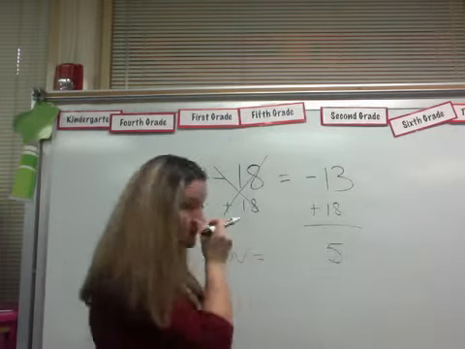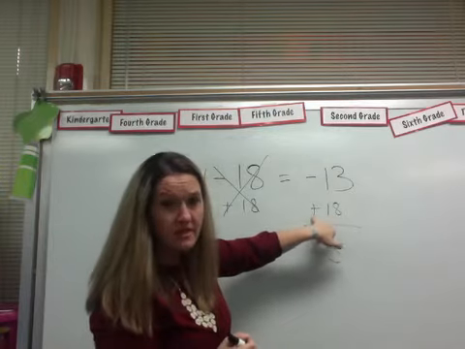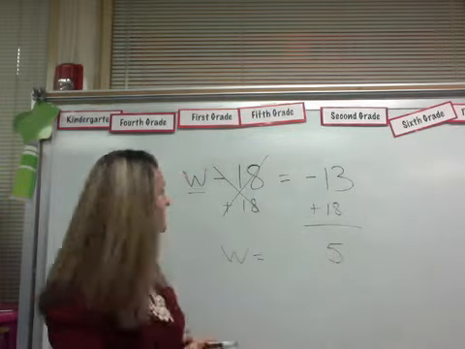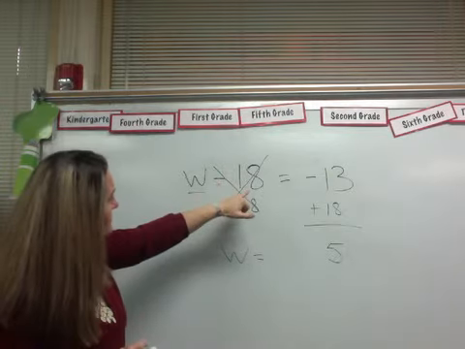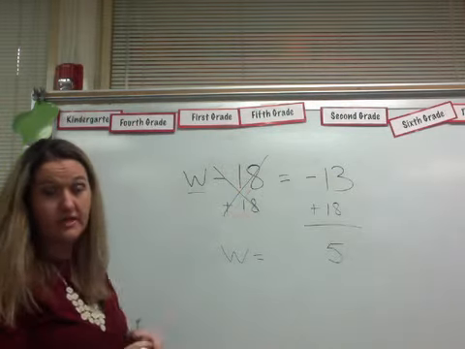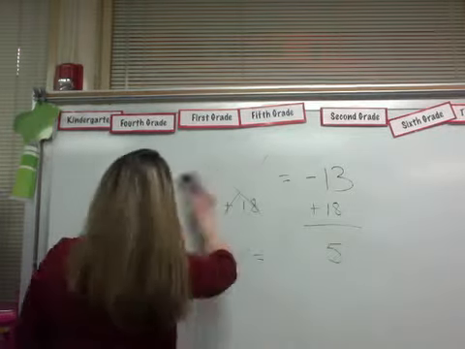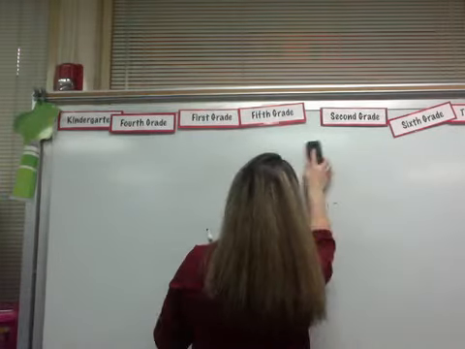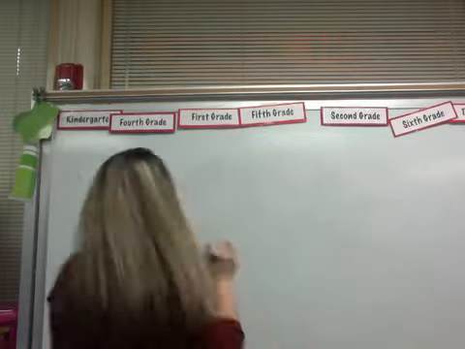5. Now, is it a positive or negative 5? Which one was the larger, 18 or 13? 18's bigger. 18 was my positive value, so my answer is 5. Well, let's check. 5 minus 18 is negative 13. So I know I'm correct. All right, now you might see some that are really wonky.